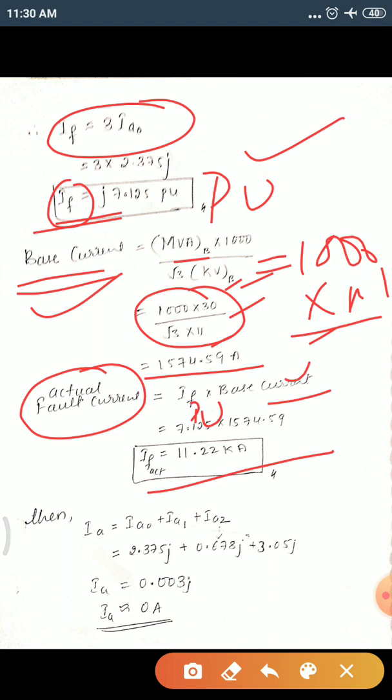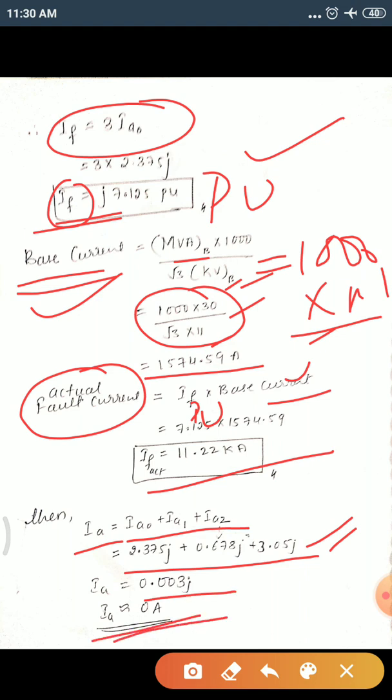And then we need to calculate IA, that is phase currents. Okay, to calculate phase currents, IA is equal to IA0 plus IA1 plus IA2. As you know, this will be almost all 0. Just do it and calculate. It comes 0.003j. Approximately we can take 0 ampere. Else you can keep as it is.